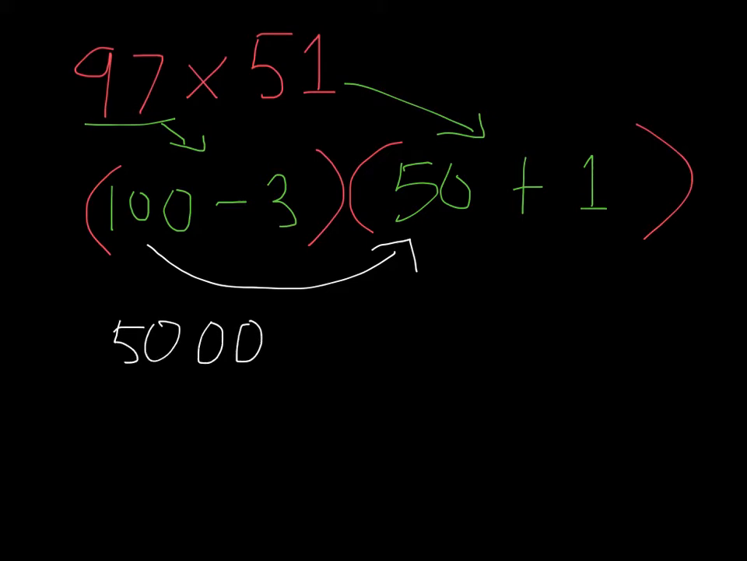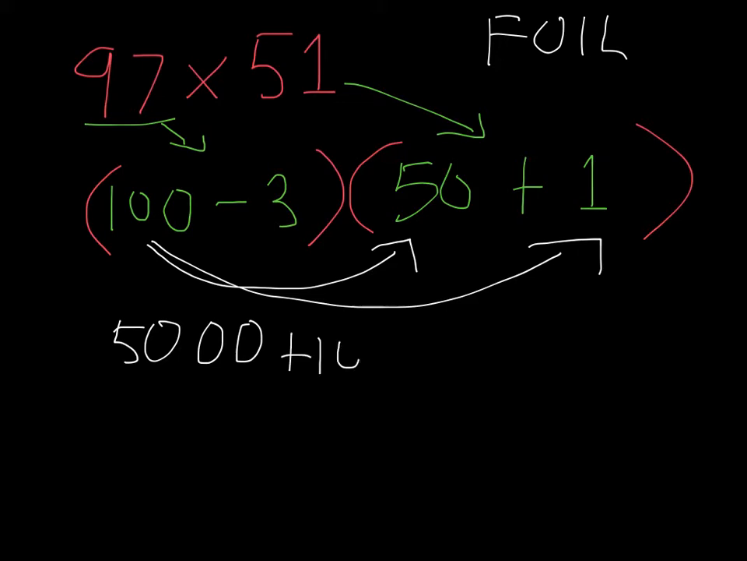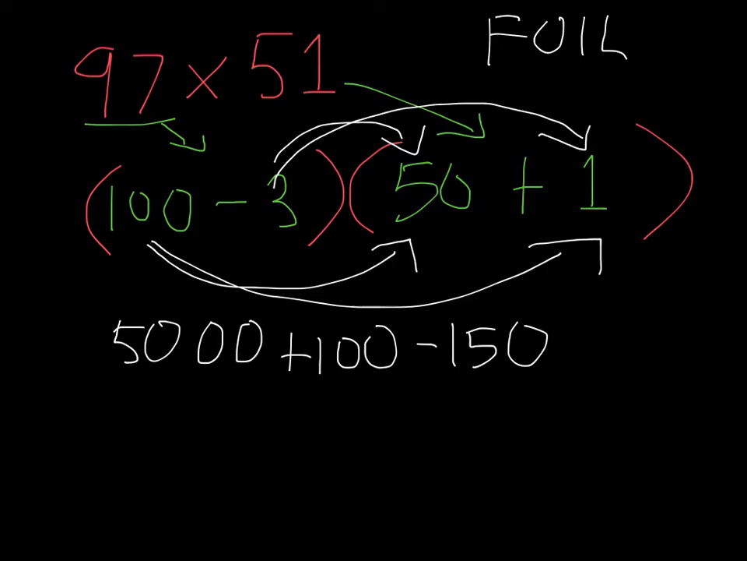Then it's O. So I should write FOIL up here so we don't forget. The outer terms: 100 times 1 is equal to 100. Then the inside, remember it is a negative, so negative 3 times 50 is equal to negative 150. And then the last one, the L for the last, negative 3 times 1. So it is take away 3.